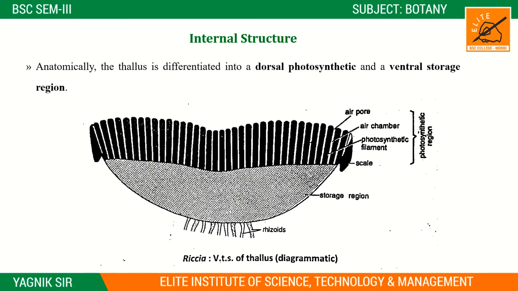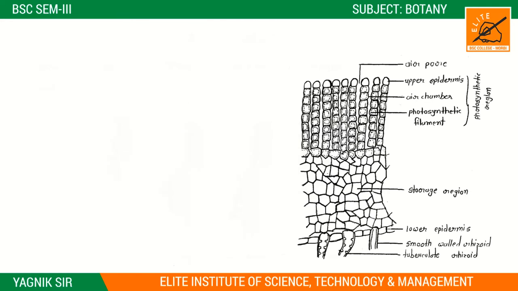So, anatomically, this thallus is differentiated into two regions, right? One is a photosynthetic region and another is a storage region. Here also there are two sides, the dorsal side and the ventral side. The photosynthetic region is placed on the dorsal side and the storage region is placed on the ventral side, right? This is a transverse section of the thallus.